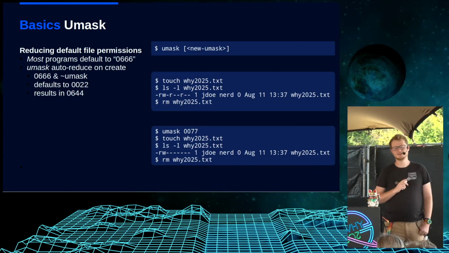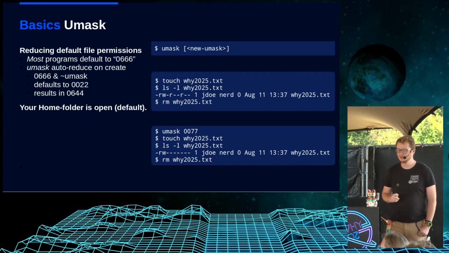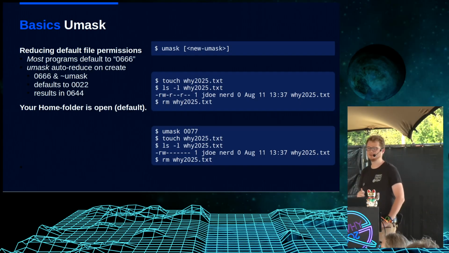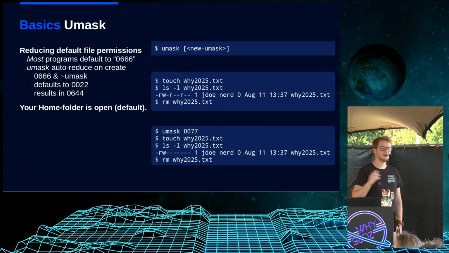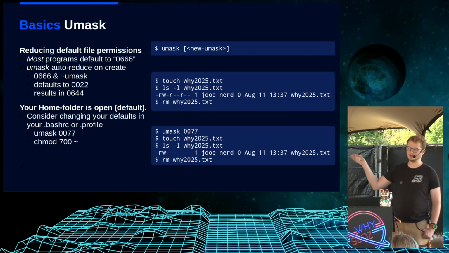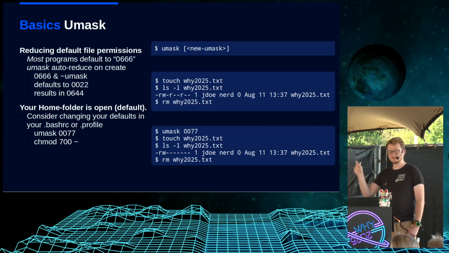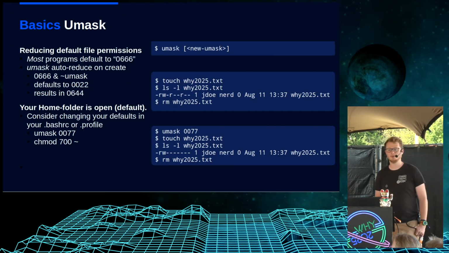There's something interesting. Due to historical reasons, your home folder is open by default. Your home folder is by default created with the permission 0644, which means everybody can read the files in your home folder. This is something you should probably change by, for example, adding into your bash file these two commands to further restrict the umask, as well as taking actual ownership over your home folder.